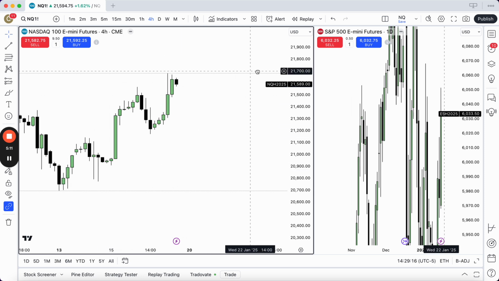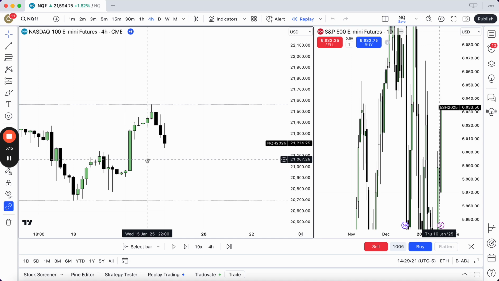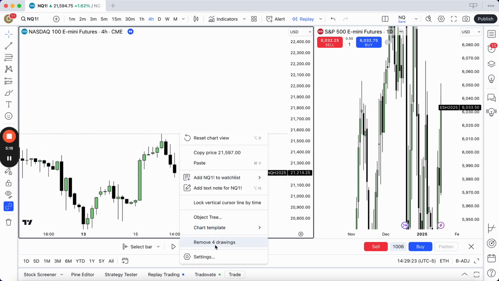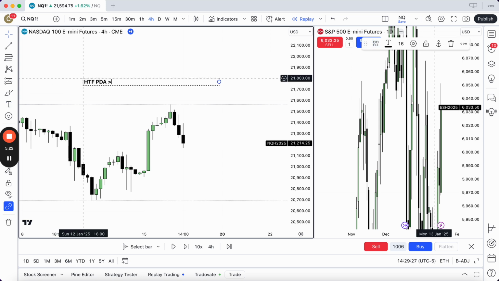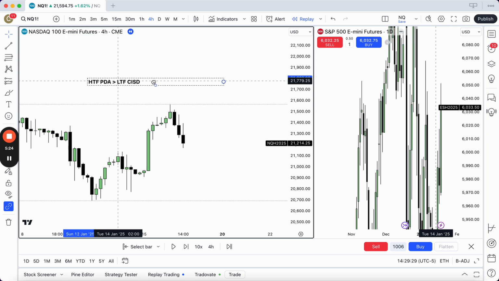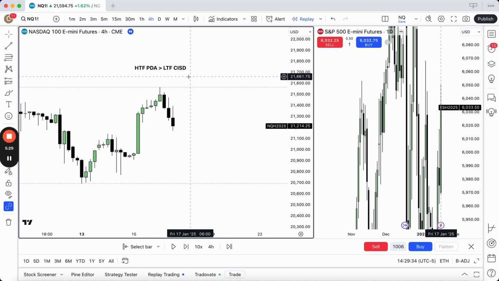So let me come in here, the replay feature, and I want to show you what I mean by higher time frame PDA, lower time frame change in state of delivery, right? Just write it out again. Okay, you've probably seen this all over my Twitter, all over everything. So, okay, this is what this means.